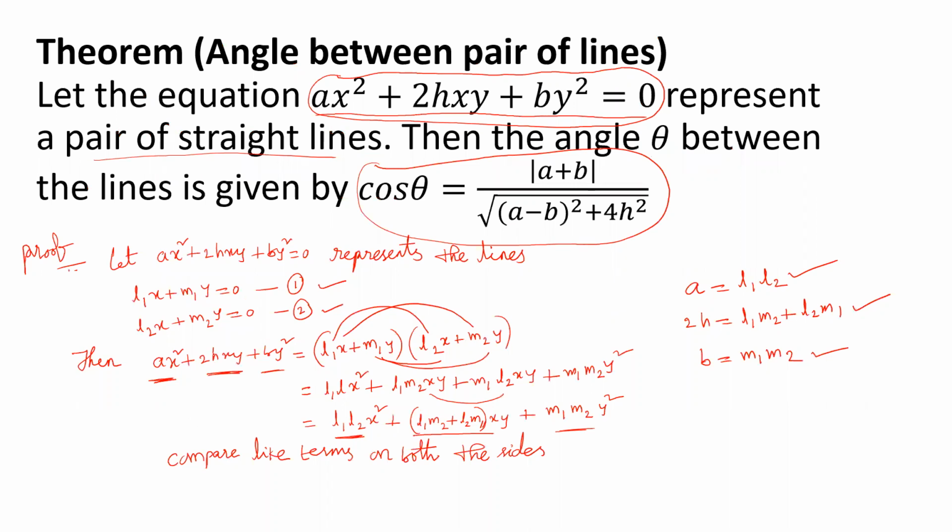Angle between the pair of lines which are passing through the origin. So take two lines without constants, L1x plus M1y equal to 0, L2x plus M2y equal to 0. The product of these two equations we need to take and then compare with the given equation, like terms on both sides. X square coefficient: A is equal to L1 L2. Xy coefficient: 2h is equal to L1 M2 plus L2 M1. Y square coefficient: B is equal to M1 M2. This is the comparison.